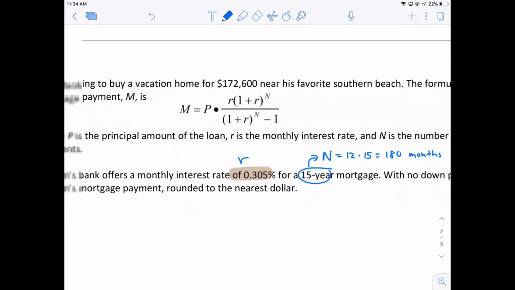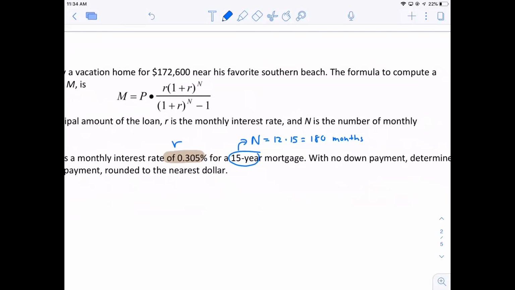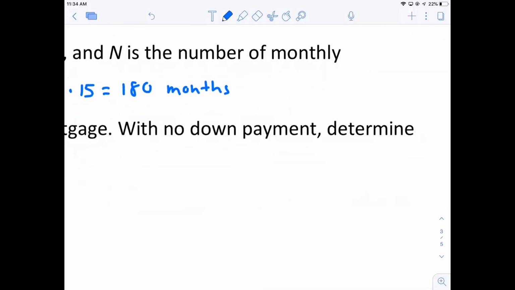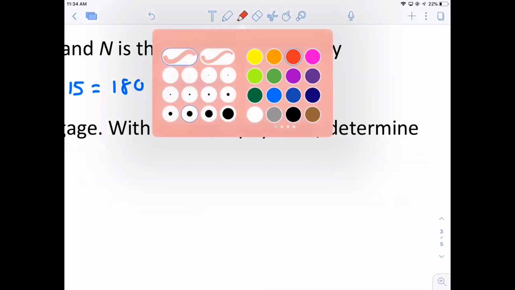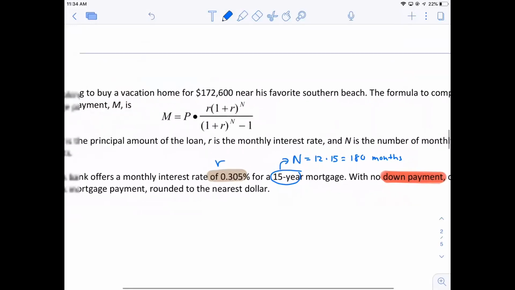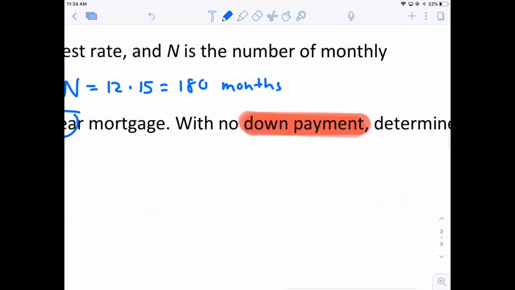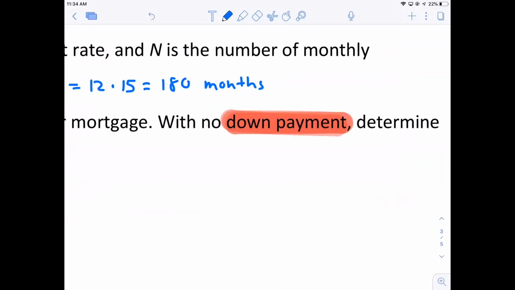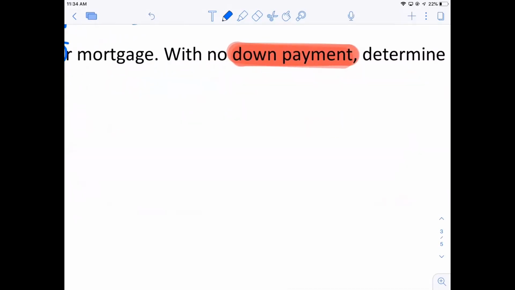Right, with no down payment, determine Jim's mortgage payment rounded to the nearest dollar. All right, you also need to know what down payment means. Do you guys know what a down payment is? Well, a down payment is something you pay up front. So easier to think about with cars. So let's say you're buying a $20,000 car.